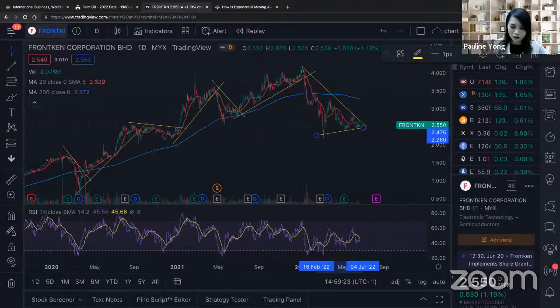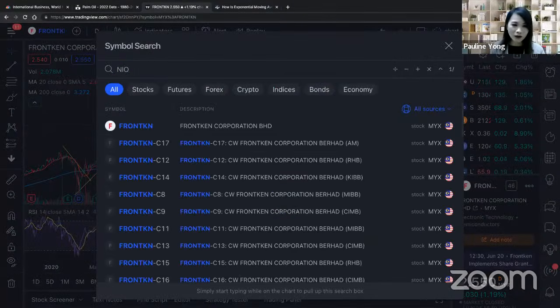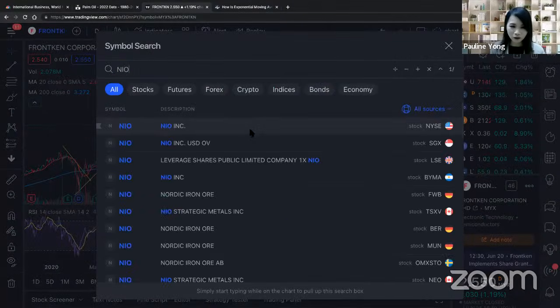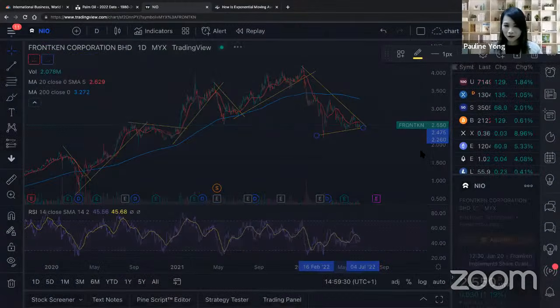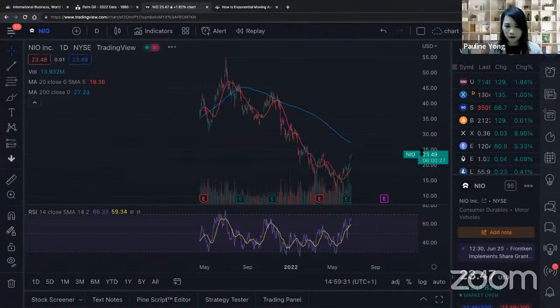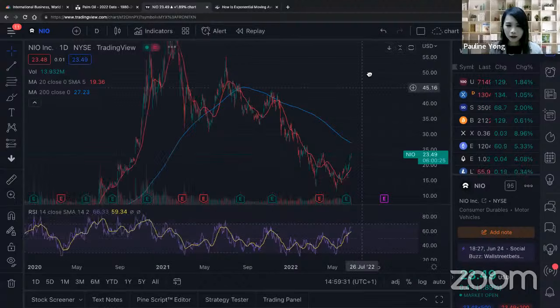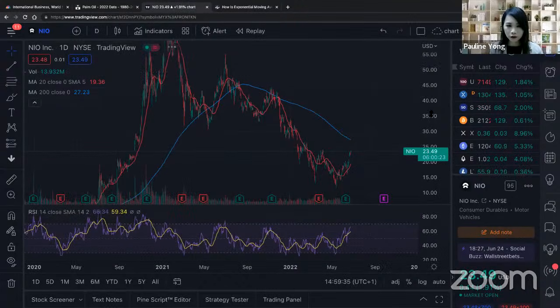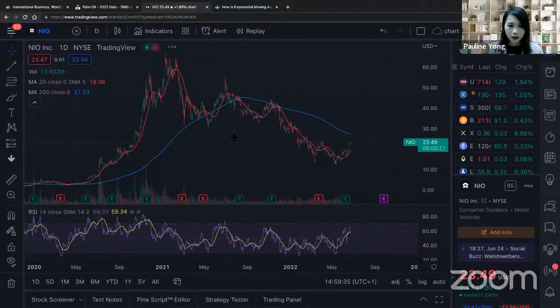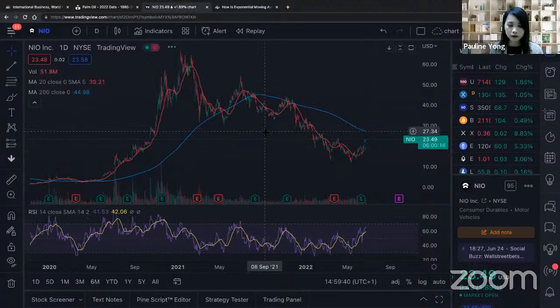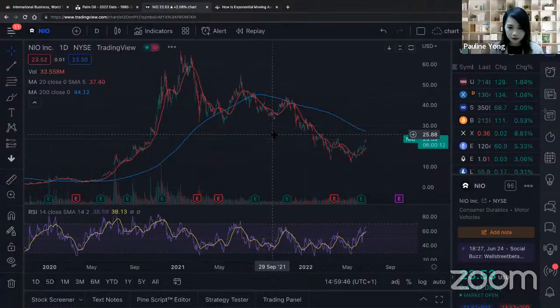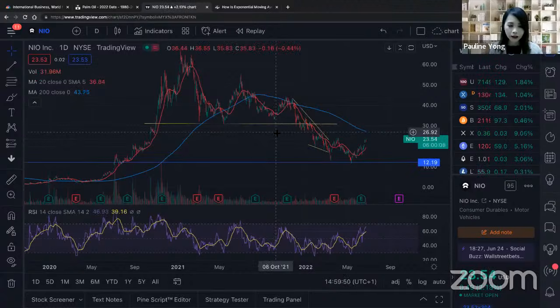Since it is almost 10, one last one, NIO. NIO is a Chinese electric vehicle maker. It is a premium kind of EV car compared to other Chinese EVs, and the models are pretty nice. So people who like NIO, they will like the models, the shape of it.